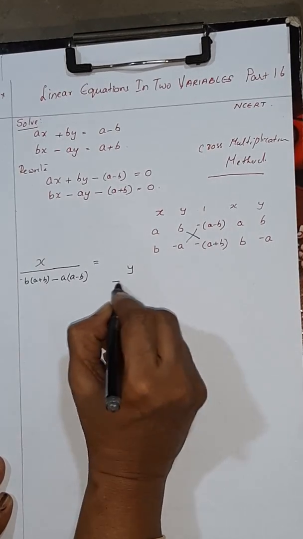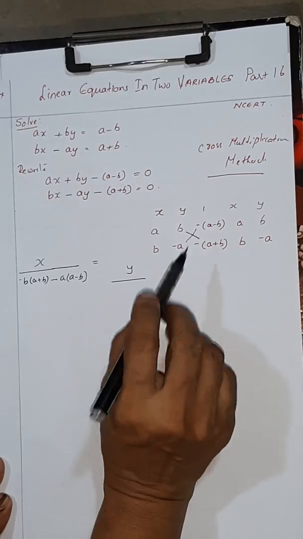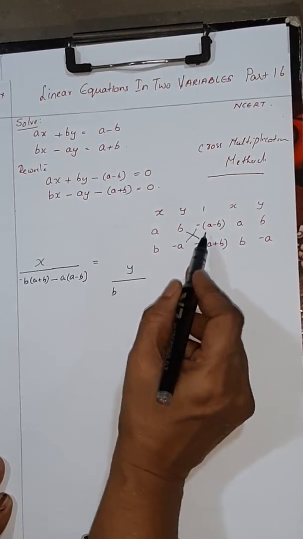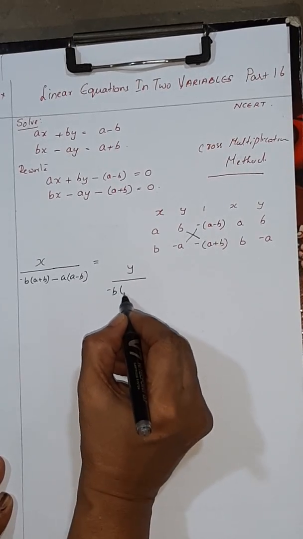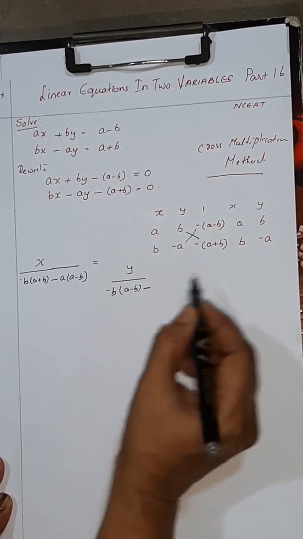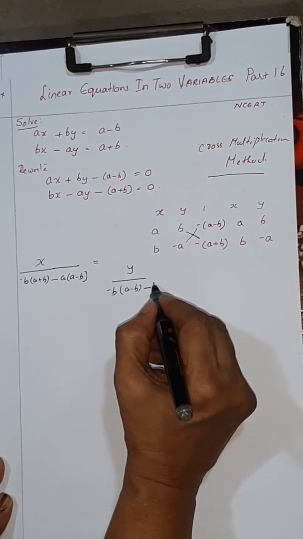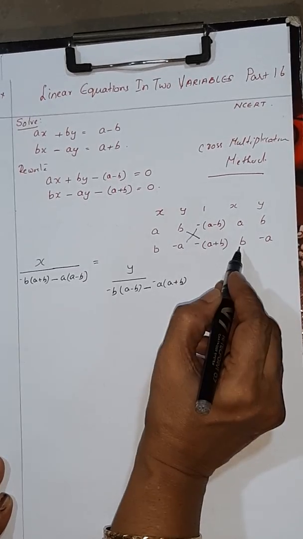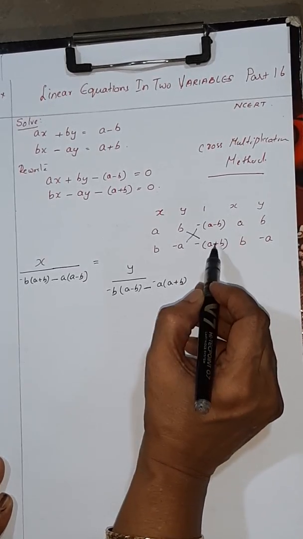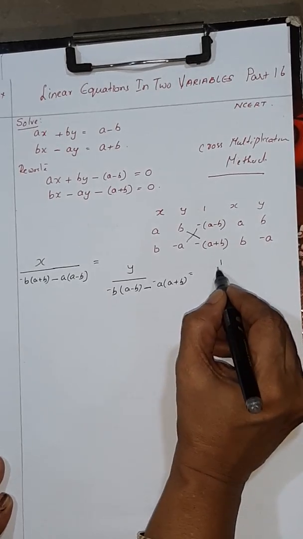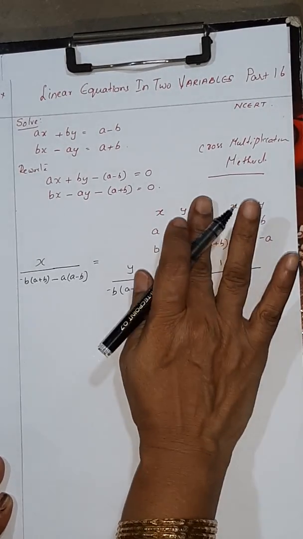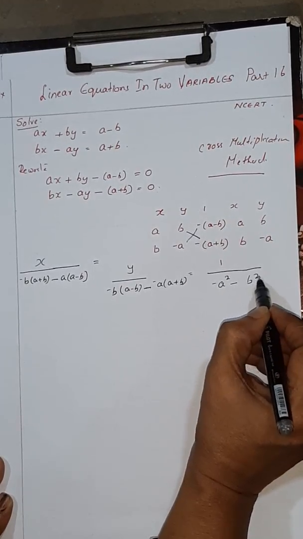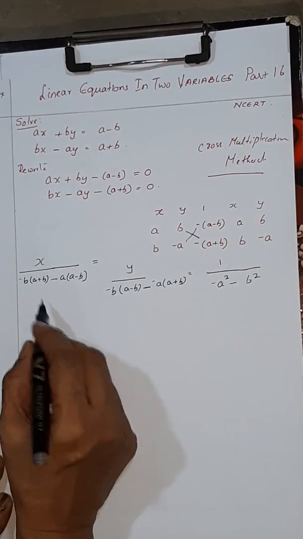y divided by, so you will leave this column, then you will take the next two columns. So this is b into minus of a minus b, so minus of b into a minus b, minus a into minus a minus b. So it will become minus of a into a plus b. This is equal to 1 divided by, so you will leave this, now you will take these two. So minus a squared minus b squared. Now you will simplify.